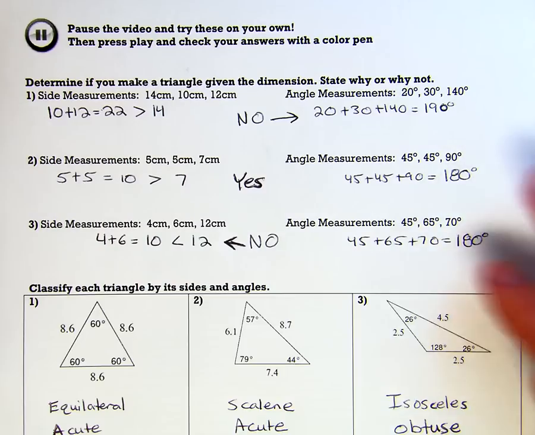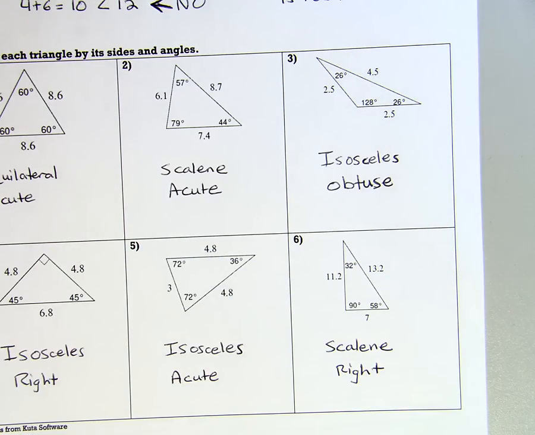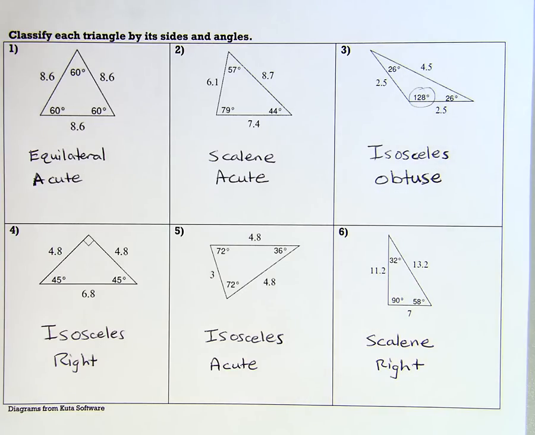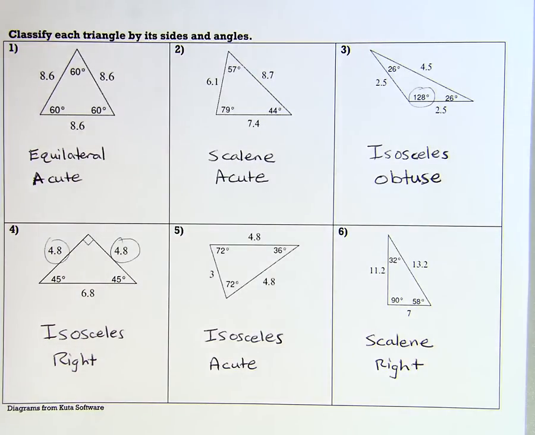And then for our triangles here, first one was an equilateral acute. All the sides are equal, and all the angles are less than 90 degrees. Number 2, we had all different length sides, as well as all the angles under 90 degrees, so scalene acute. Number 3 was isosceles because we have 2 equal sides, and then obtuse because it's one angle greater than 90 degrees. That's my 128. And number 4, we have an isosceles right. Isosceles because we have 2 equal sides, and right because we have our one right angle there.